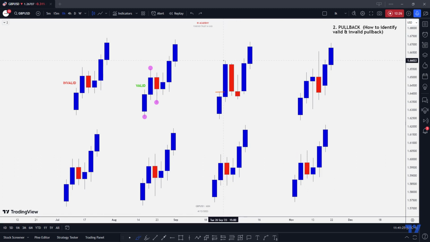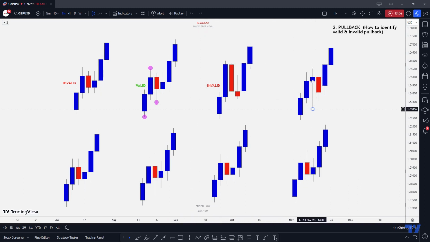So that's still not a proper pullback. Even if it has taken out this high, and even if it comes back and takes out this low, without taking out this entire low here, it is still not a proper pullback, because this is the candle that carries the highest point and the lowest point. We need to see the lowest point of that candle being taken out to classify this as a proper pullback. So it's very simple, very easy to understand. So this is not a valid pullback. This is an invalid pullback. Now let's move to the next one.